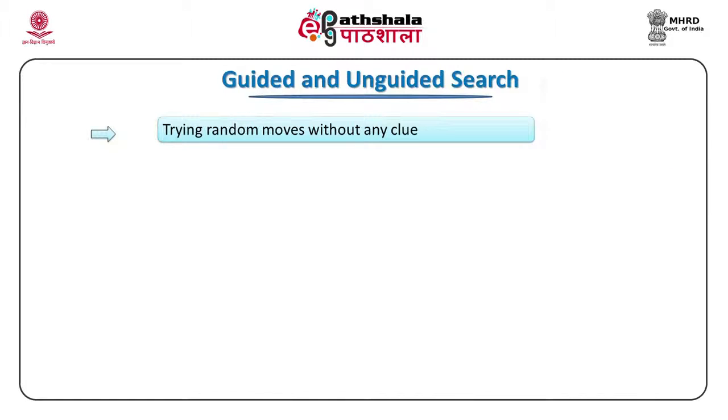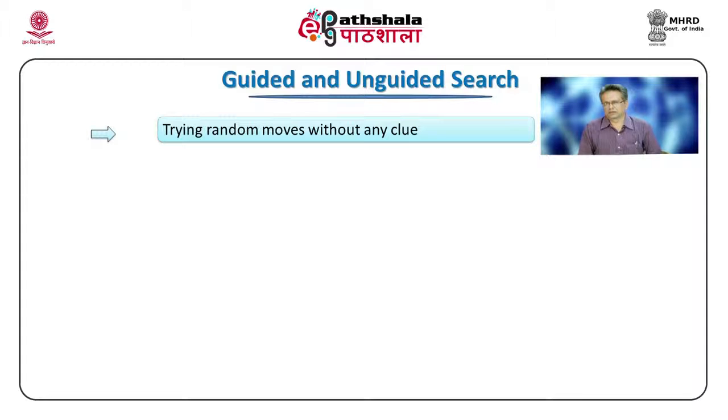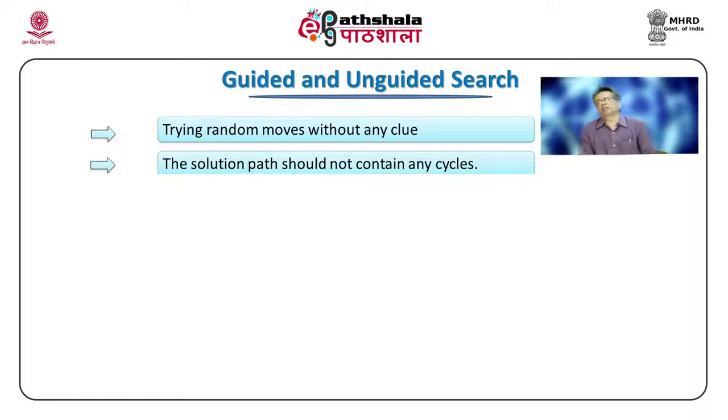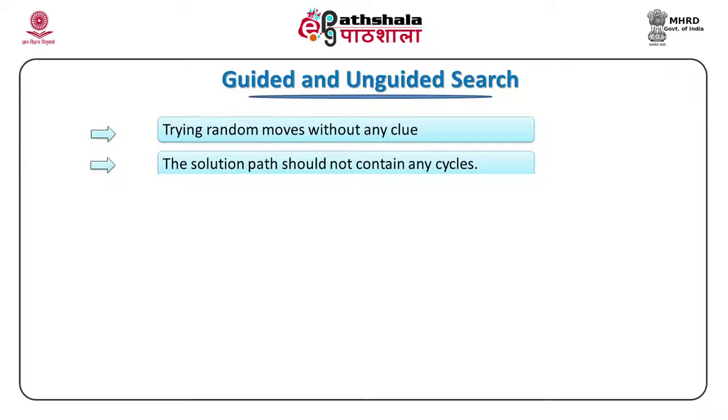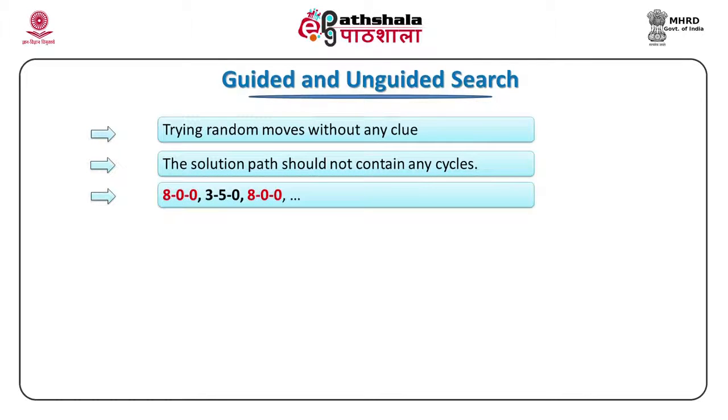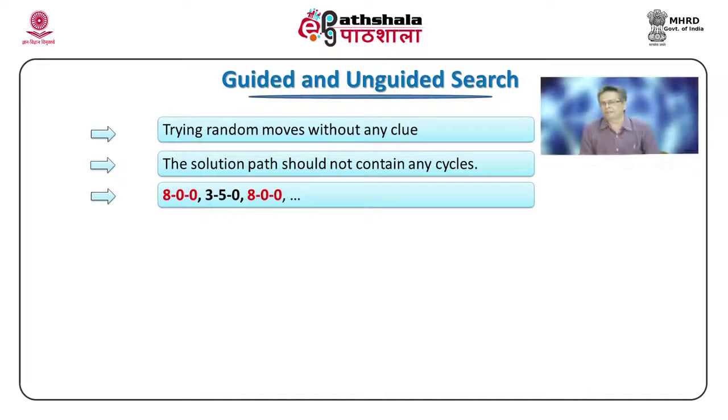So let us first of all try to talk about one of the simplest requirements. The first requirement is that the solution path should not contain any cycles. Look at the three examples given on the slide: 800, 350, 800. What does that mean? You pour milk from the 8-gallon jug to the 5-gallon jug and pour it back. Now this is a cycle.